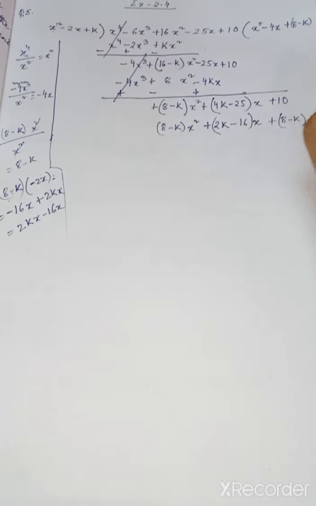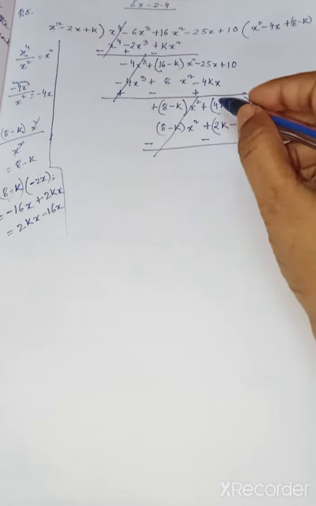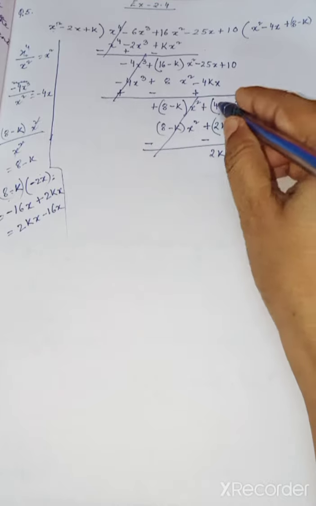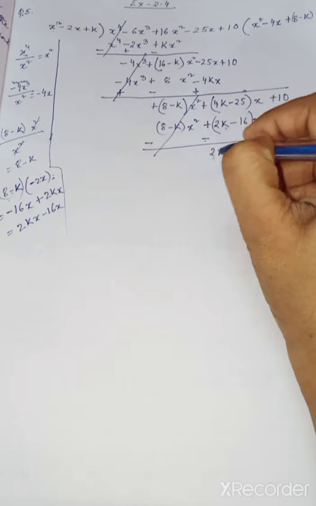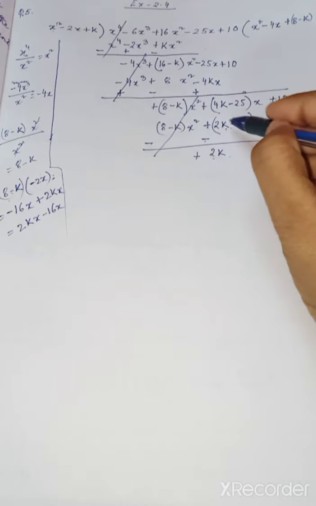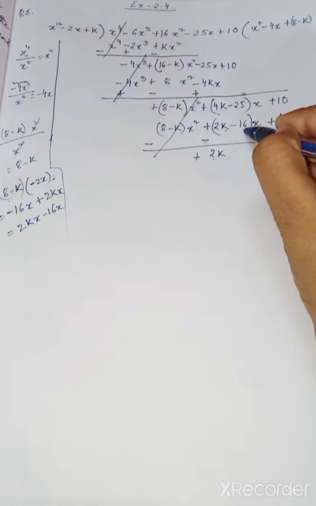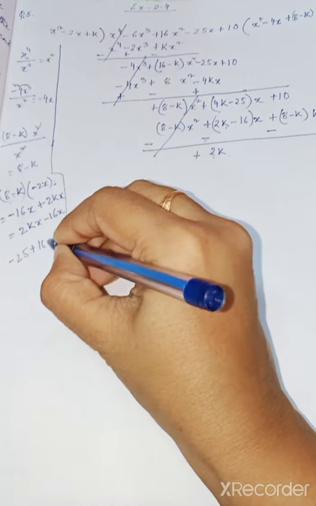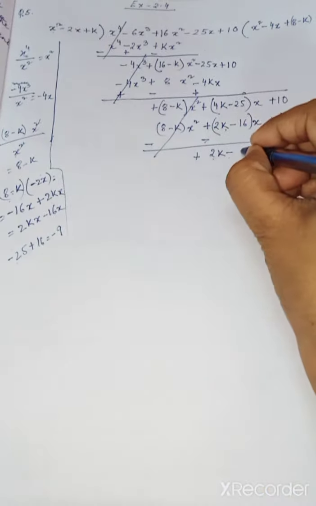So just subtract that. After subtracting, it will cancel out. What we will get left there is 2k, because 2k minus 4k minus 2k, that is 2k plus 2k. And this is minus 25 and this is plus 16. So minus 25 plus 16, what we get left is minus 9.